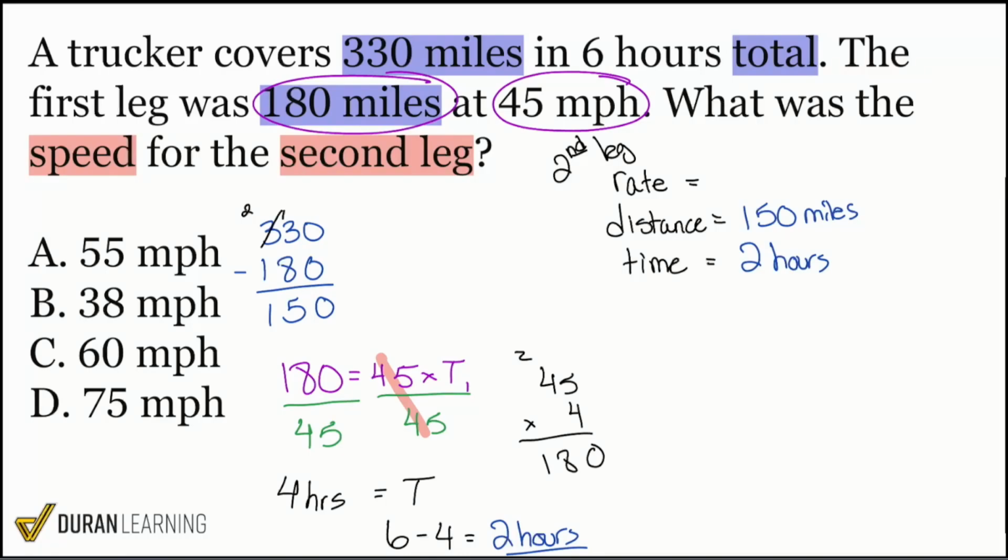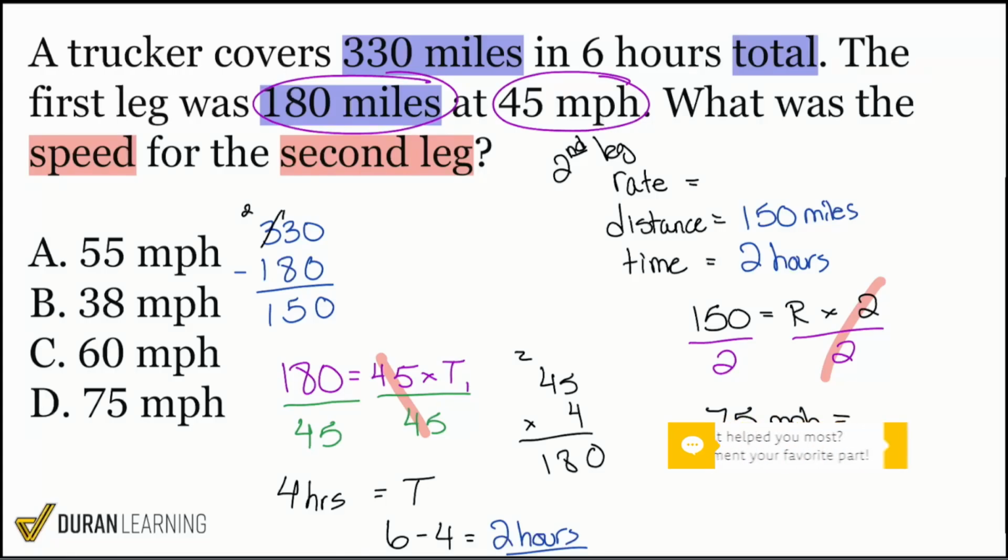Remember, everybody, it's all about consistency. If I want the second leg's rate, I need the second leg's distance, the second leg's time. That's what made this worth it here. And now what we'll do is set up our final formula. Distance, 150 miles, equals the rate that I'm looking for multiplied by 2. And so now what we're going to do is divide both sides here by that 2, and we're good to go. We're set. Divide by 2 on both sides. Cancel out the 2 on the right side. 150 divided by 2 is 75 miles per hour.